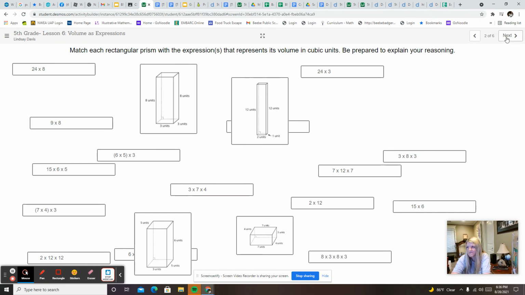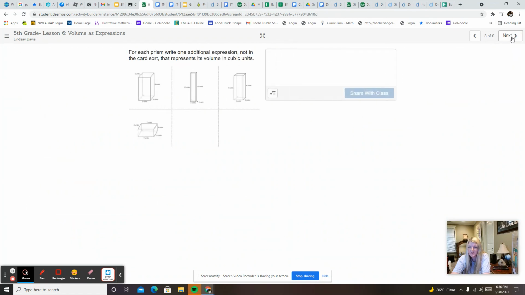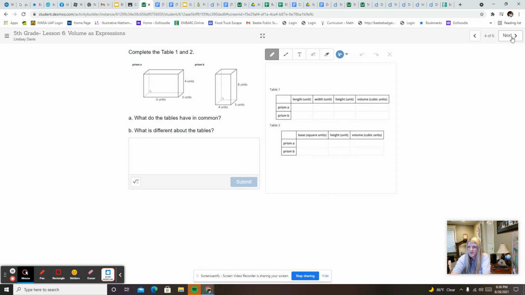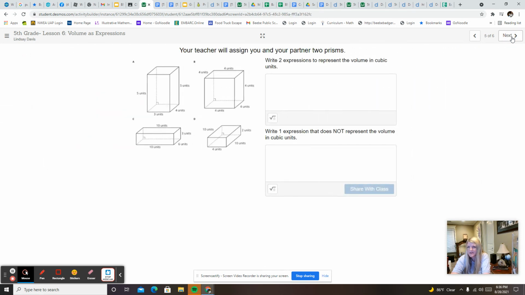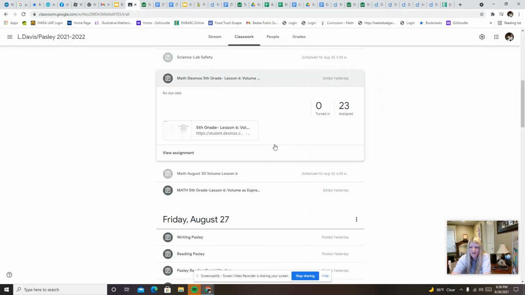That's the only page that I want you to do here, because the other ones are just some repeated things from the workbook. And here's the table again. That's the only thing that you need to worry about. And then the cool down is also on Desmos right here.